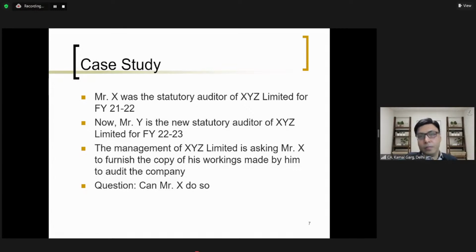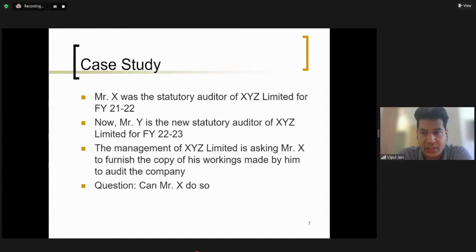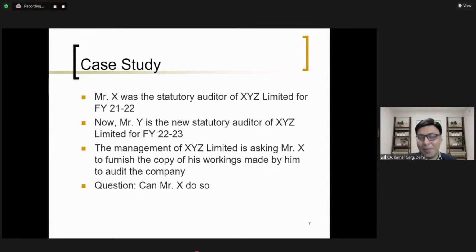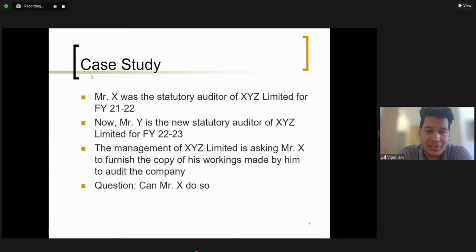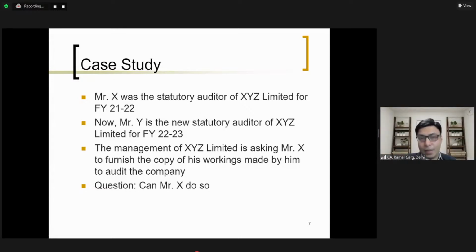We are getting mixed responses, Kamal sir. And what is your response, Vipulji? My response would probably be, so it is Mr. X's discretion. He can choose not to give it, and I don't think he's even bound to give it. Yes. So what is the correct answer? The correct answer is, just as we have seen, working papers are the property of the auditor. So it is his discretion to furnish a copy of the same to the company or not.